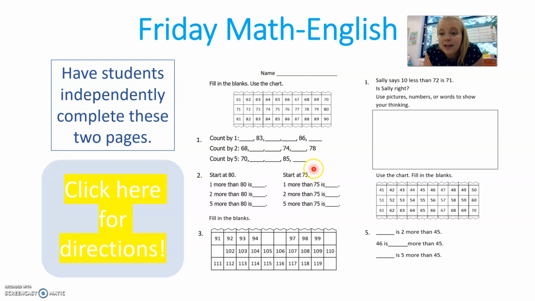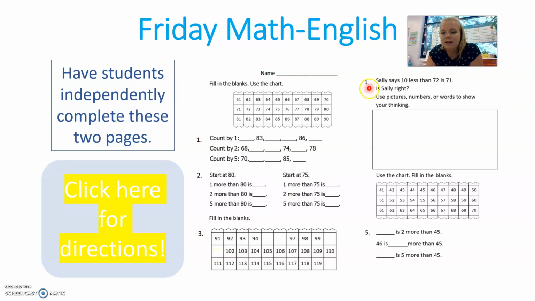All right, then we're going to do the same thing with 75. So we're going to find 75, which is right here. You're going to tell me what 1 more than 75 is, what 2 more than 75 is, and what 5 more than 75 is. Okay, for this one, we're going to fill in the blanks. So look at the numbers that are missing and fill in this chart for me.